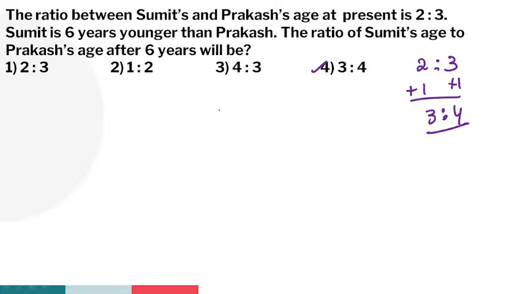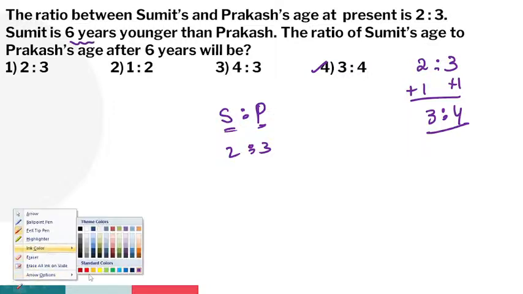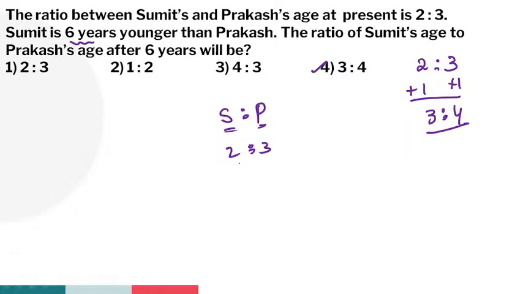Okay? Right. The given statement, Sumit and Prakash age ratio is how much? 2 is to 3. Okay. Sumit is 6 years younger than Prakash. Younger, and what do we do? Check the difference, guys, here. 2 and 3 difference is how much? One part. One part is equal to how many years, guys? 6 years. Right?